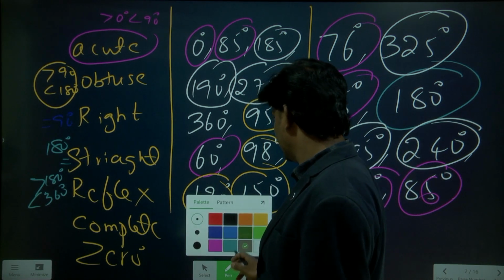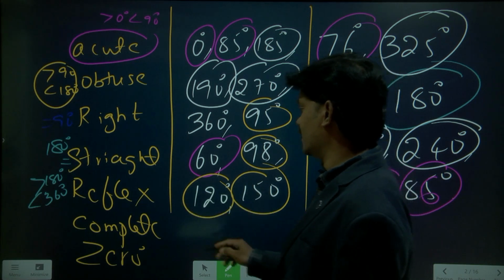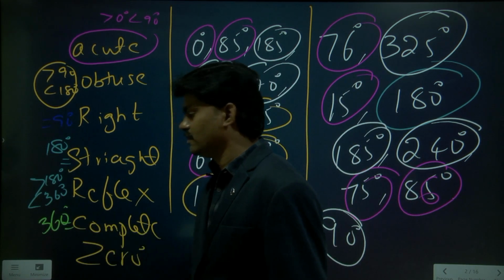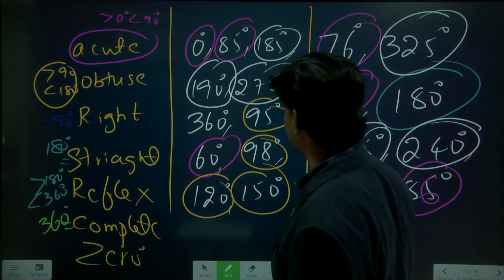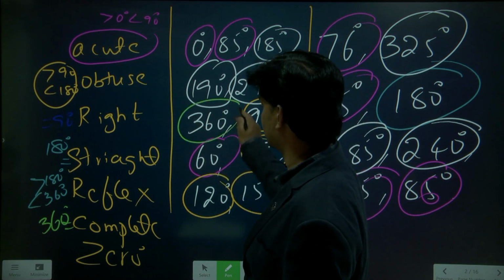And then at the end we go with complete angle, which is equal to 360. What is the complete angle? It is equal to 360. I didn't write it here. Okay, yes, here it is 360.